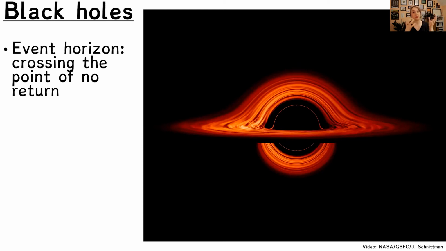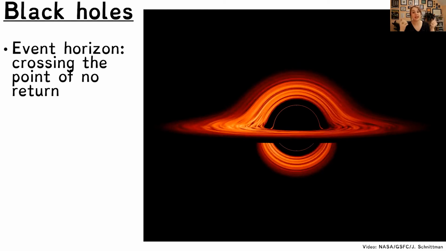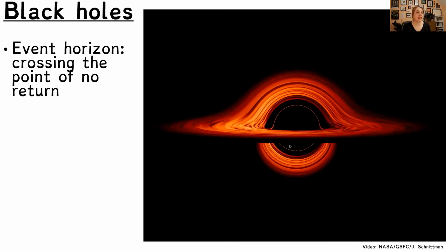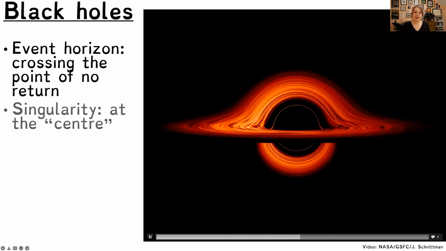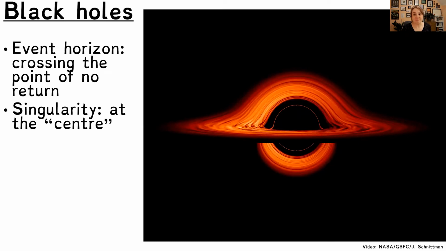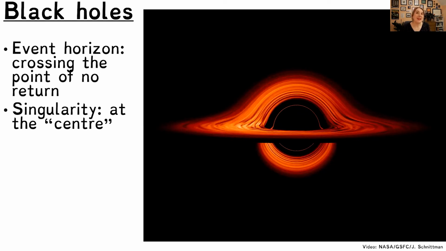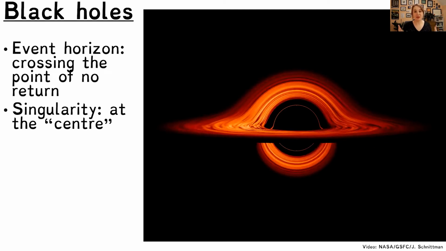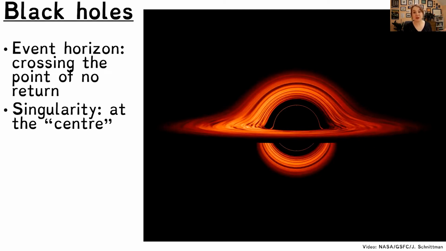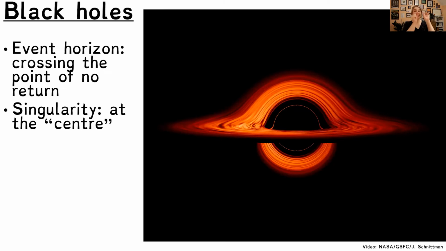And so we can't see anything and nothing can get out. So that's that dark part right here in the middle. But there's a part inside of that called the singularity. And the singularity, we think of it like a physical thing, but it's really more like a mathematical thing. We understand it much better with math than we do with physics or astronomy. And the singularity is at the center of the black hole.